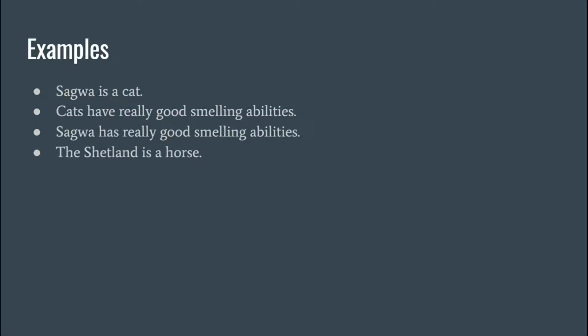So the Shetland is a horse. Horses have manes. The Shetland has a mane. Okay, so it doesn't get any more straightforward than that. So using evidence to come to some kind of conclusion, right? So the first two statements are your evidence, and you're using the evidence to make a conclusion out of those two things. Okay.